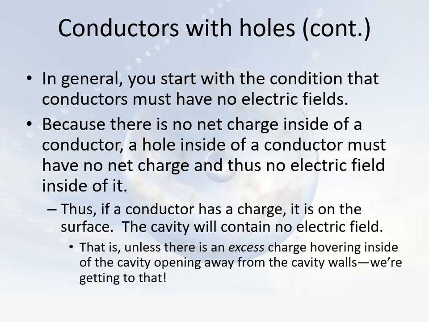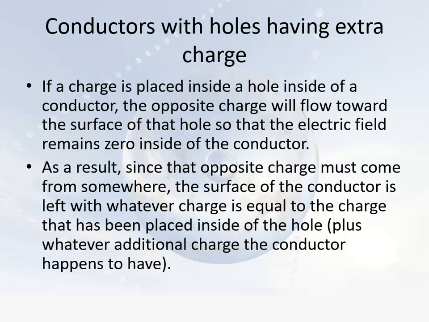Now, what about the situation where somebody has placed extra charge there and is holding that extra charge there? If it's placed inside of a hole in your conductor, the opposite charge will flow toward the surface of that hole so that the electric field remains 0 inside of the conducting medium. In other words, the electric field in the metal itself inside the surface of the conductor is still going to be 0.